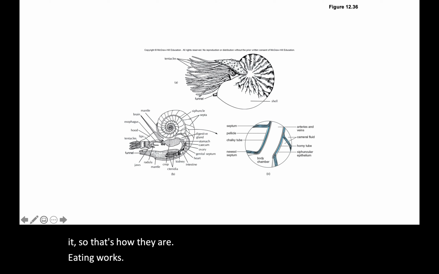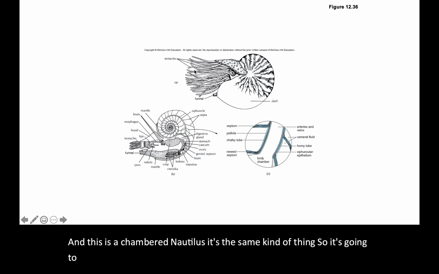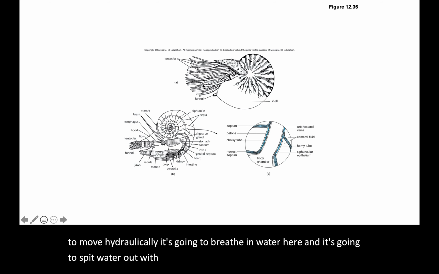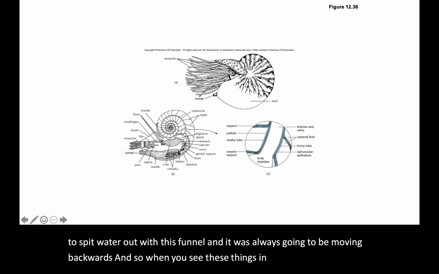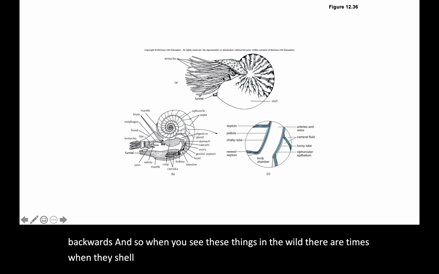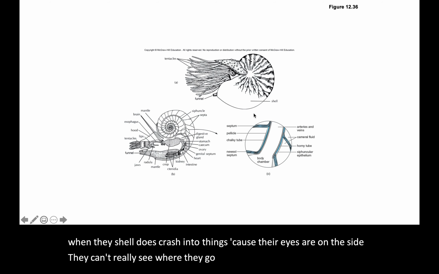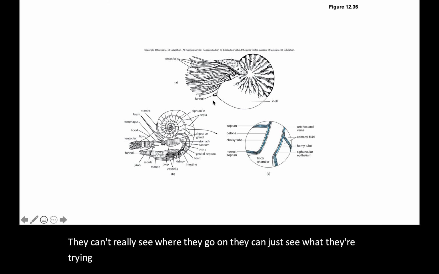And this is a chambered Nautilus. It's the same kind of thing. So it's going to move hydraulically. It's going to breathe in water here and it's going to spit water out with this funnel. And so it's always going to be moving backwards. And so when you see these things in the wild, there are times when their shell does crash into things because their eyes are on the side. They can't really see where they're going. They can just see what they're trying to eat. And so I guess it could pull in water from here or spit it out, depending which direction it wanted to move, perhaps.